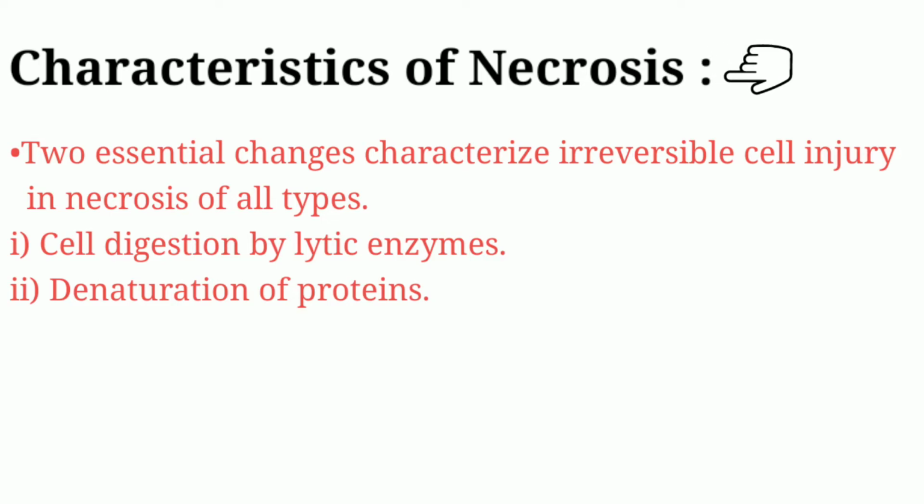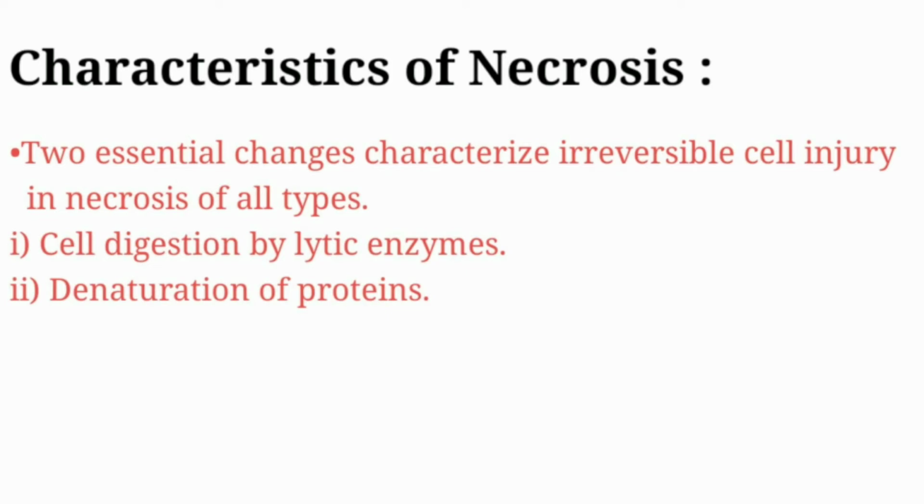Characteristics of necrosis. Guys, this slide is most important because it differentiates necrosis from all other types of cell death. As you know guys, necrosis is a form of cell death, but not only necrosis is a form of cell death; autolysis and apoptosis are also forms of cell death. So how do you identify, how do you differentiate whether it is necrosis, apoptosis or autolysis? In this slide we identify that it is necrosis.